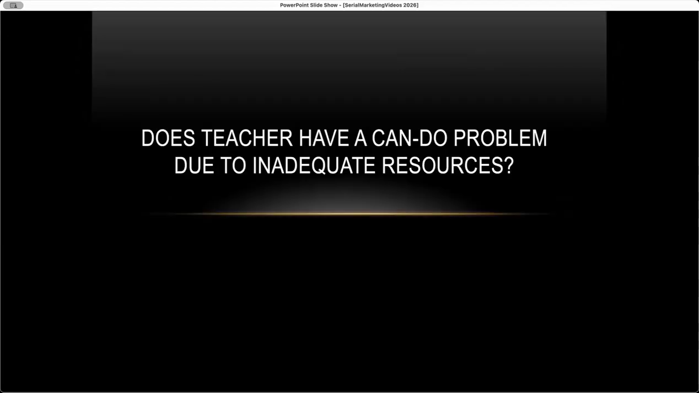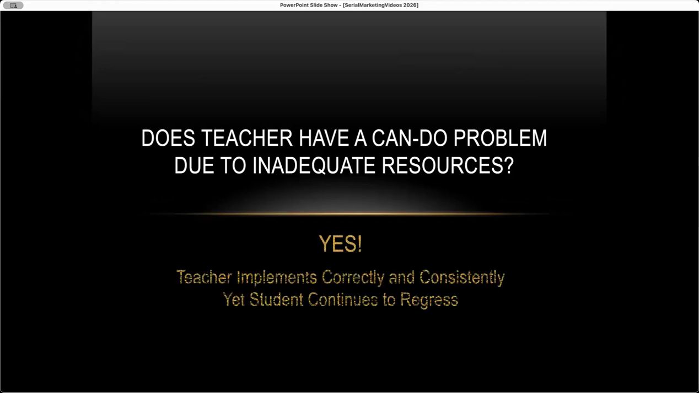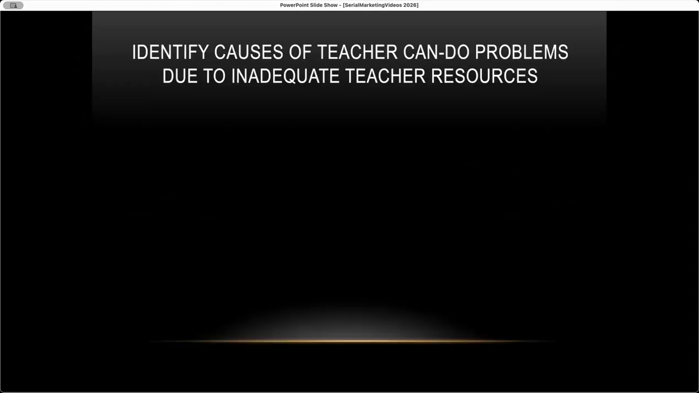Does the teacher have a can-do problem due to inadequate resources? Yes. The teacher implements correctly and consistently after we solved the know-how problem by providing additional training, yet the student continues to regress. The better the teacher gets, the worse the student gets. So that's conclusive evidence that the teacher had a can-do problem due to inadequate resources. So what are the causes of the teacher can-do problems due to inadequate resources? In other words, what could be wrong with the teacher resources?